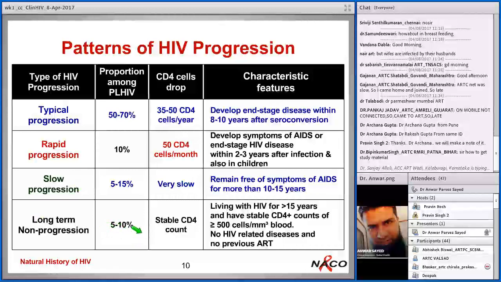And there is another group of 5 to 10% which is long-term non-progressors. There is a stable CD4 count for years together, more than 15 years also, and nothing will happen to those patients.